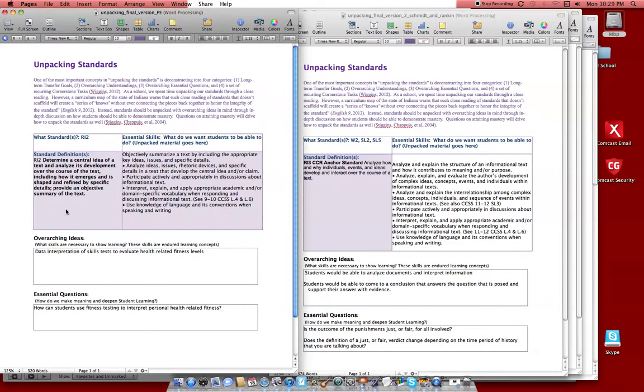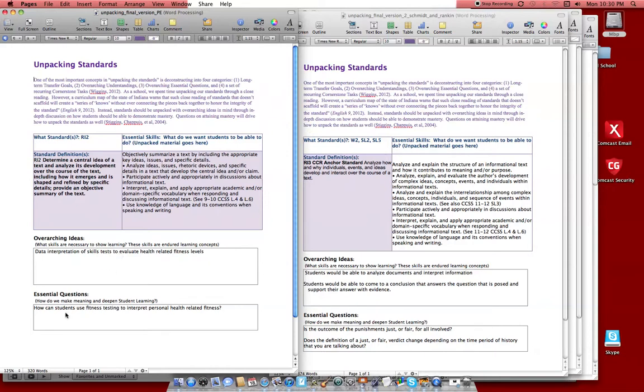And if you take a look at their overarching ideas, they used data interpretation of skills tests to evaluate health-related fitness levels. That's a pretty good overarching idea. I always say the easiest way to plug in an overarching idea is put the idea of "students will be able to" into it and then fill in the blank. So if you look at that, that is an enduring skill that we would be able to do there.